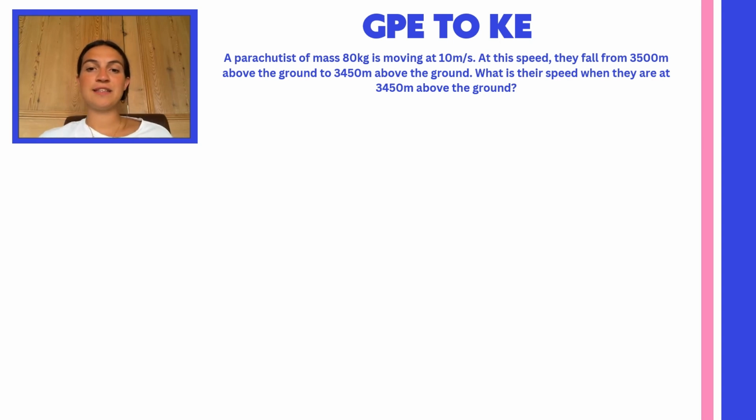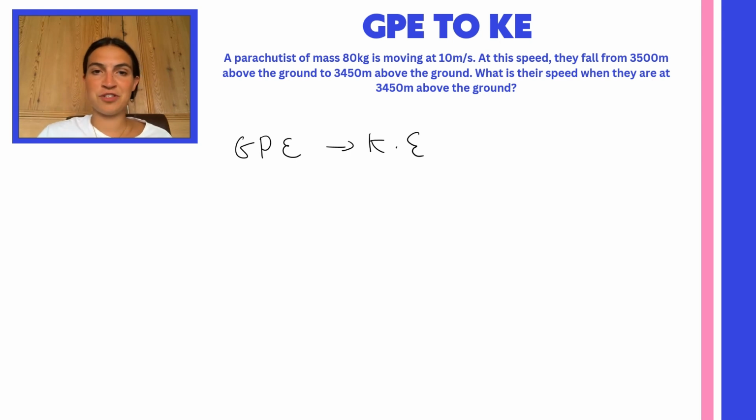At this speed, that is when they are 3,500 meters above ground, and then they fall to 3,450 meters above the ground. And we want to know what their speed is going to be when they are at that new height of 3,450 meters above ground.